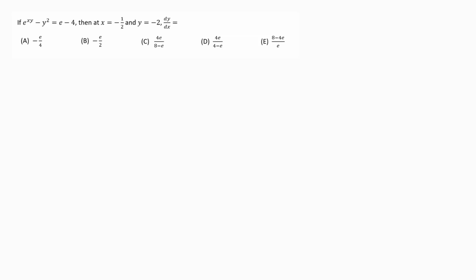Here we're being given this equation, e to the x times y minus y squared equals e minus 4. And then they give us some values for x and y here. And what they're actually asking us to do is find the derivative, dy dx, at that specific x and y value. So let's pull out our equation.